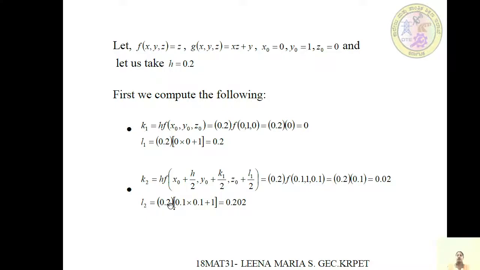L2, 0.2 into the second function x into z plus y. X is 0.1, z is also 0.1, plus y is 1. Again simplifying these, we get 0.202.